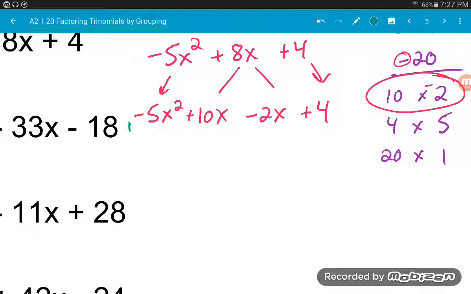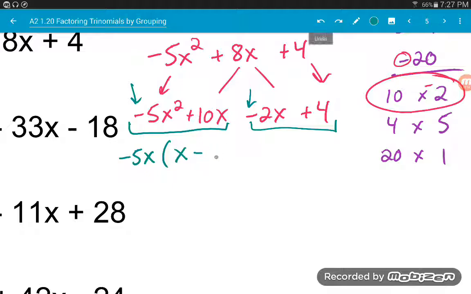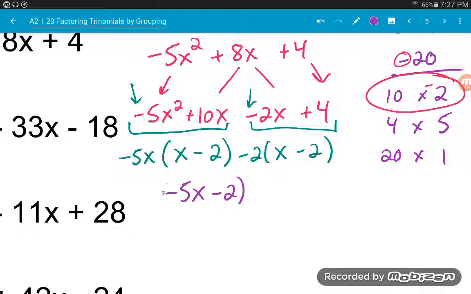And now that I have 4 terms, I'm going to group them. I'm going to pull out a negative from both of these. So I'm going to pull out a negative 5x, leaving me with x plus 2, x minus 2. Remember, because negative times negative is positive. It's the one mistake I see more often than any other. On the right-hand side, I'm going to factor out a minus 2, leaving me with x minus 2. Now, the inside of the bubbles are identical, so I know that I've done the right thing. I'm going to do negative 5x minus 2. That's my outside stuff. And my inside stuff is x minus 2.